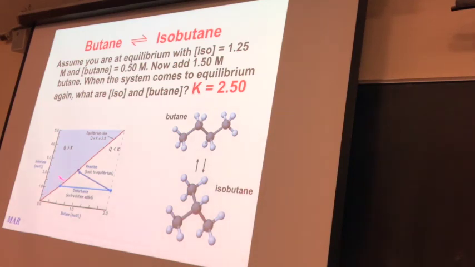They had an example of a Q in there. Remember that Q and K have the same form, products over reactants. If you found Q right here, it would be products, 1.25, divided by total reactants, which in this case is 2. That number is going to be less than 2.5. So you're not at equilibrium. You can make predictions how things are going to go. But if nothing else, butane is the reactant, isobutane is the product.